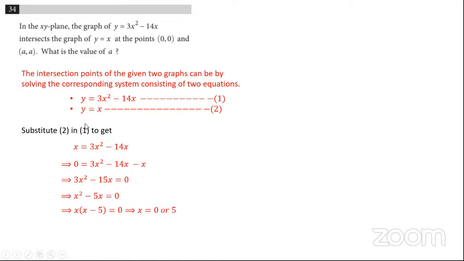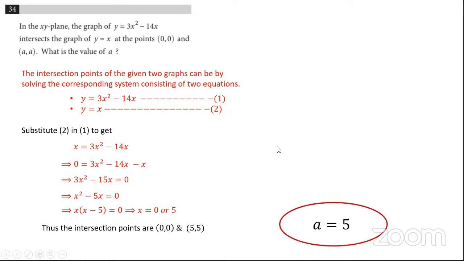Right. So since x is equal to 0, then y is also equal to 0. If x equal to 5, then y is also equal to 5. So the intersection points are 0, 0 and 5, 5. So 0, 0 is already given, then the other point is 5, 5. So comparing it with a, we get that a equal to 5. So the answer is a equal to 5.